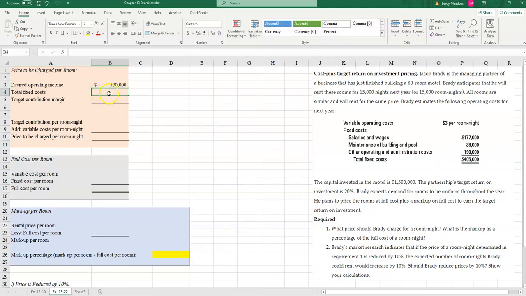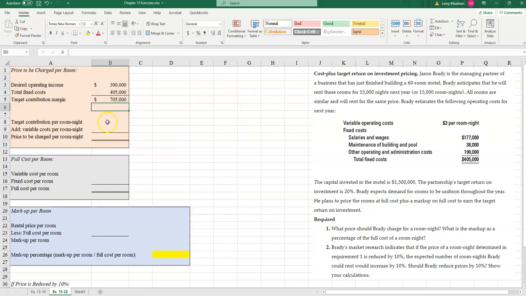What are my total fixed costs? My total fixed costs are $405,000. So my target contribution margin is going to have to be what? Because remember, contribution margin minus fixed costs gives us our desired operating income. Here, we're working backwards to get to our contribution margin. So to figure out our contribution margin, desired operating income plus total fixed costs, and that is how much? Well, that is going to be $705,000.